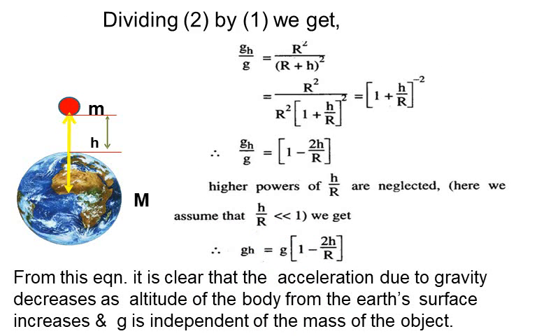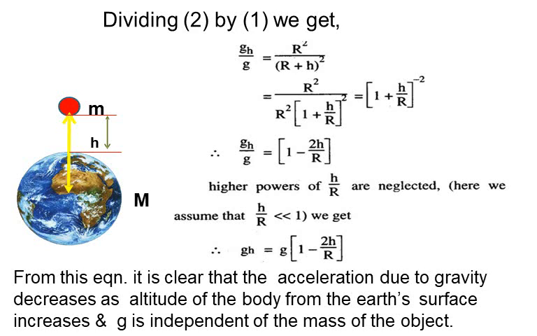Now divide equation number 2 by 1, and on solving it, you will get (1 plus h by R) whole power minus 2. Now here, because h by R is very less than 1, you can apply binomial expansion and neglect the high power terms of h by R. Therefore, gh by g will be equal to 1 minus 2h by R, and hence gh will be equal to g into (1 minus 2h by R).